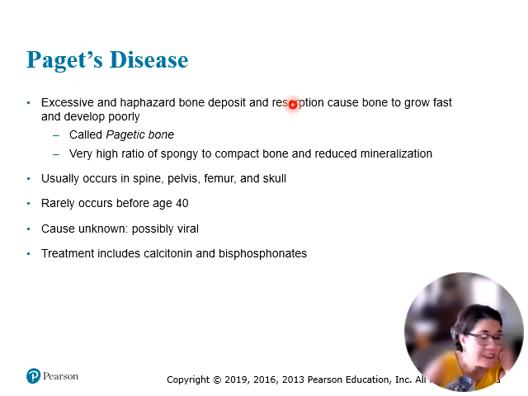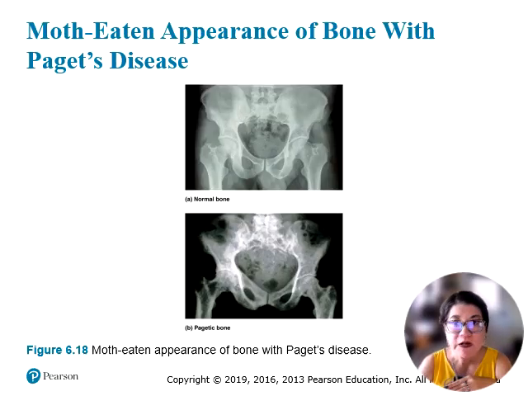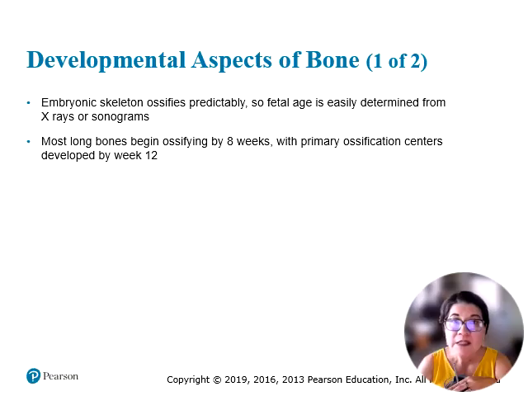Okay, Paget's disease. This is where you have weird bone deposits or resorption in weird places. It occurs mostly in the spine, pelvis, femur, and skull, usually later in life. They don't really know what causes it. It's a very weird disease, and there are some treatments, but it's rough. Here is an x-ray showing it: just weird bone deposits in weird places.